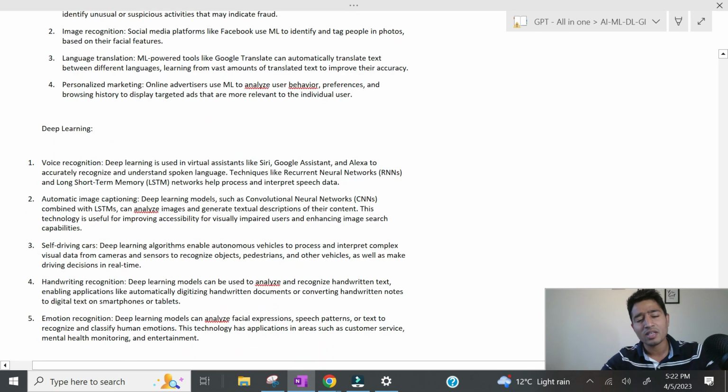Deep learning is about more complex things: voice recognition, self-driving cars, handwriting recognition, emotion recognition. We will be talking about deep learning, right?